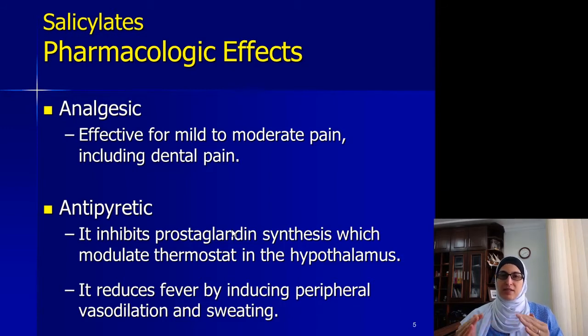Antipyretic, which means relieving the temperature, is because it inhibits prostaglandin synthesis, which modulates the thermostat in the hypothalamus. So this would lower the body temperature. Also, it reduces the fever by inducing vasodilation, which would enhance sweating, and this would reduce the body temperature.